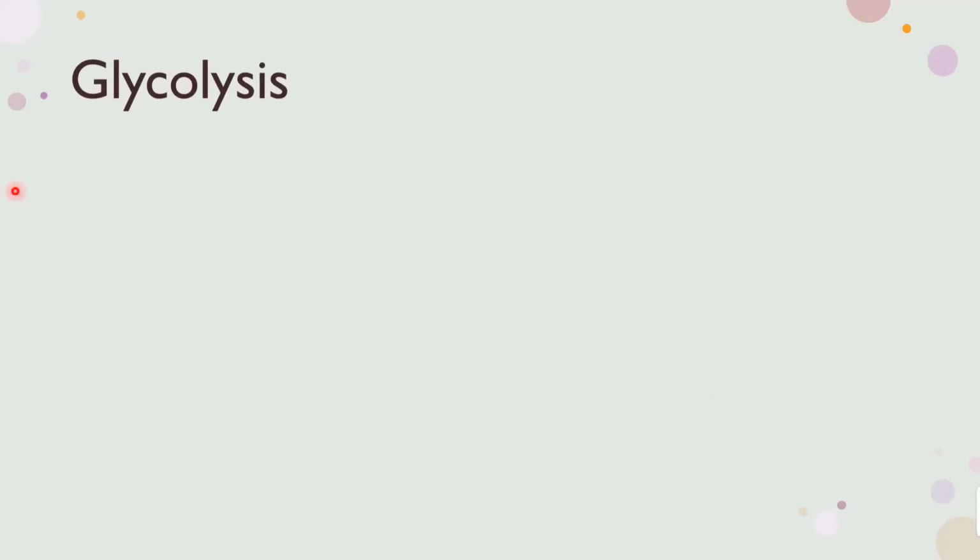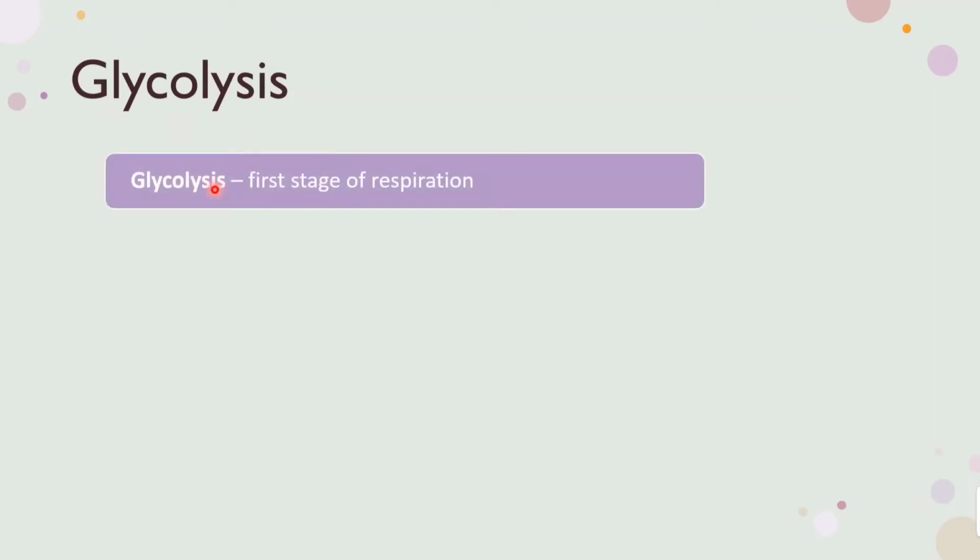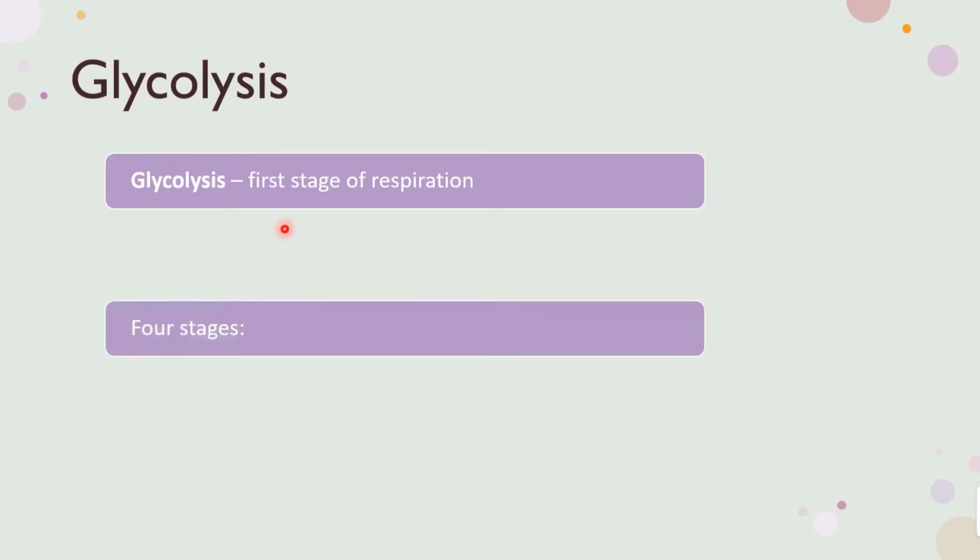Now finally getting into glycolysis. Glycolysis is the first stage of respiration, and there are 4 stages of respiration.